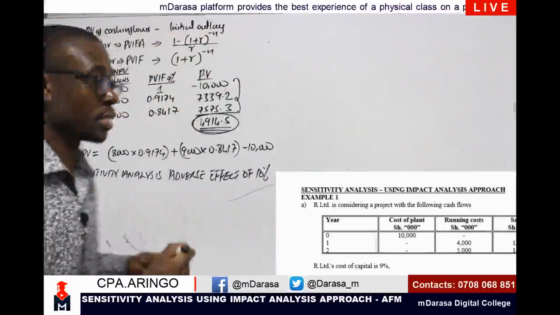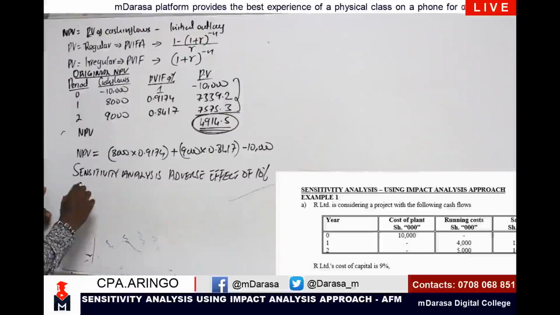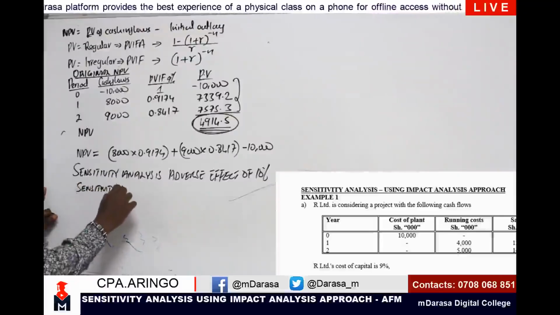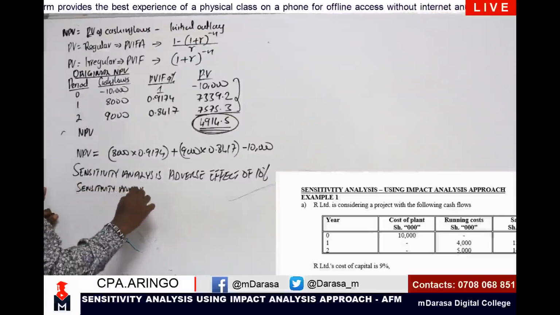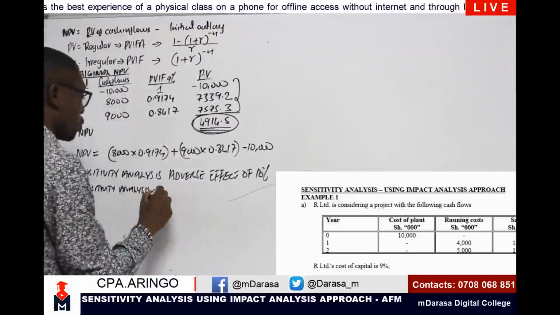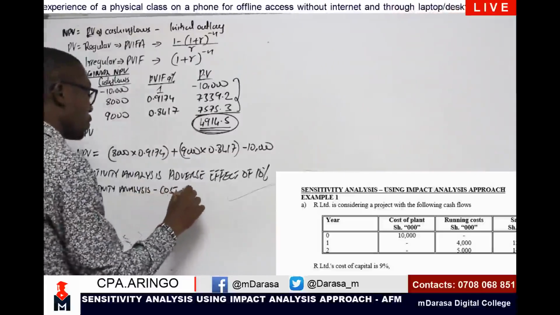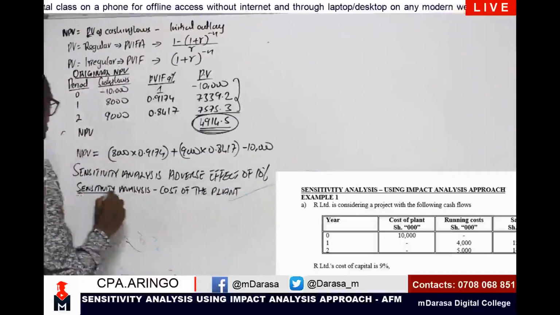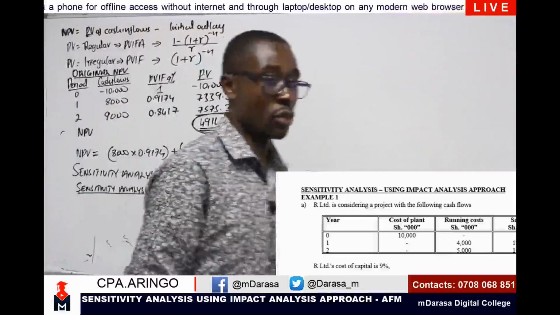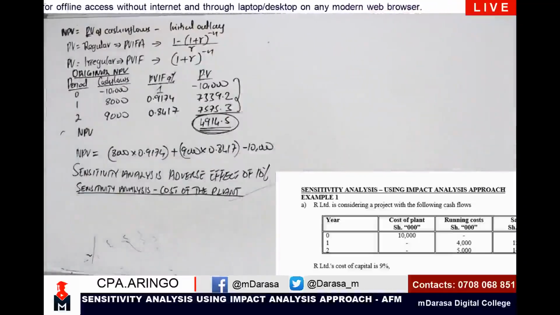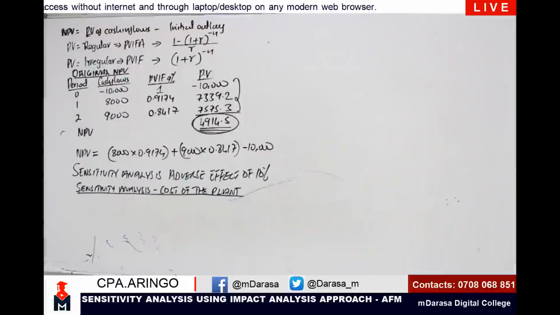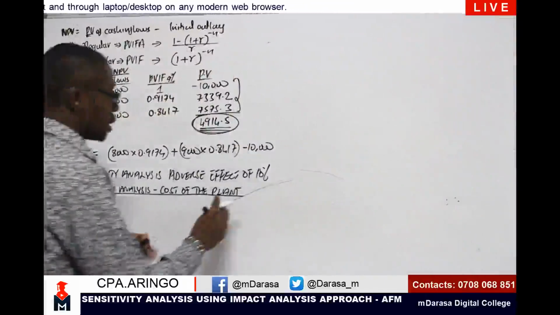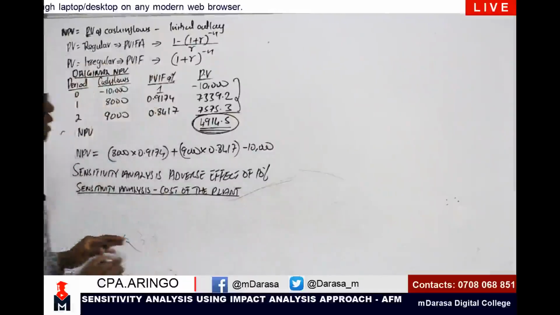So sensitivity analysis here. The first one we are doing, we are starting with the cost of the plant. Adverse effect is on the cost of the plant. Allow me just to remove this question because we have everything. So sensitivity analysis here, based on the cost of the plant. Remember, adversely affected by 10%.